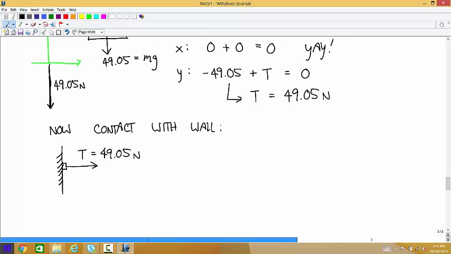And so now we just have to express this vector in components. So if this is our coordinate system, the magnitude's 49.05. It's pointing in the positive x direction. So what are the components? Yeah, positive 49.05, 0. Yep, exactly.